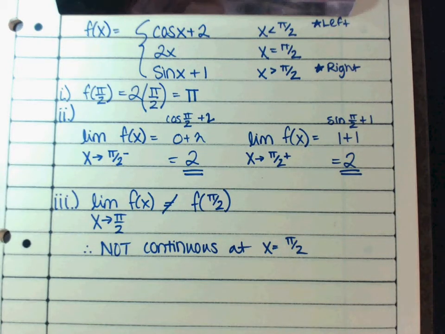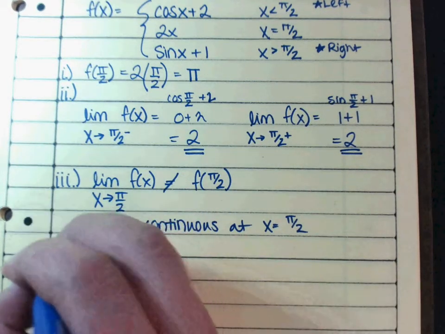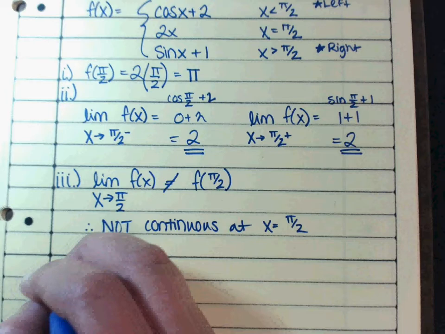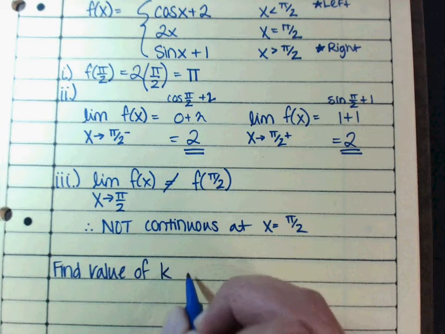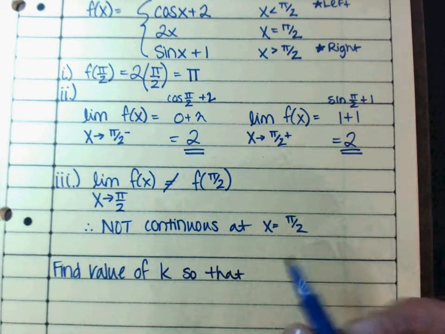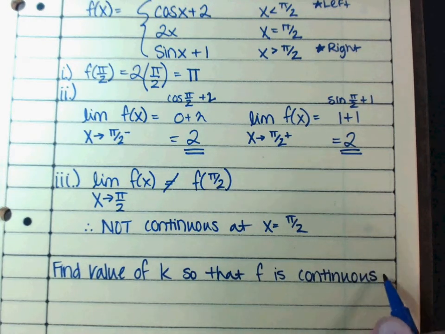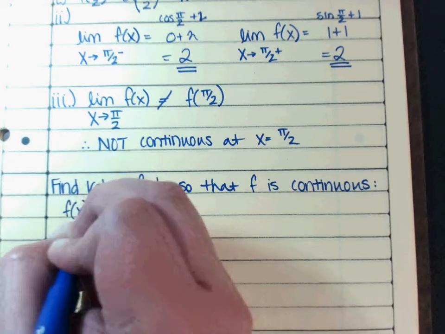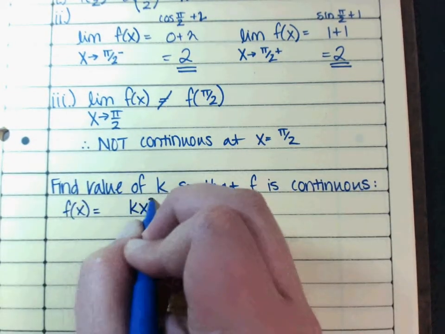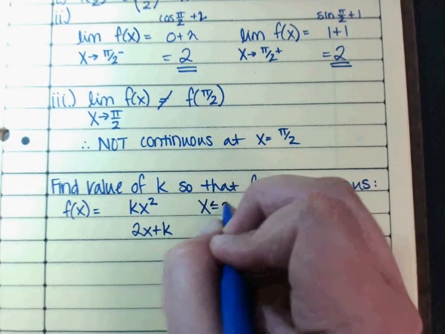Alright, next one. We have 3 more left. Just 3 little problems. Okay, you are going to find the value of k so that f is continuous. Find the value of k so that f is continuous. Here's f of x. Piecewise function, top piece is kx squared. Bottom piece is 2x plus k. Your breakpoint is going to be 2.